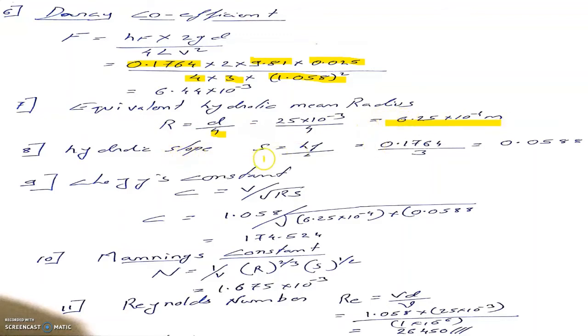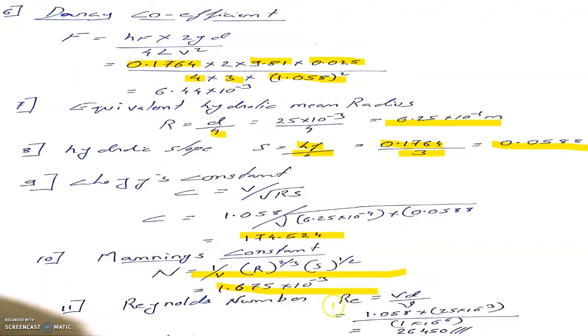Then I found the hydraulic slope, which is nothing but HF by L. HF I already found previously, divided by L which is 3, and I got the value over here. Then I found the Chezy's constant by using this formula, C equals V by root RS, and I got the value of 174.24. Then I calculated the Manning's number by using this equation, and I got the value of this much.